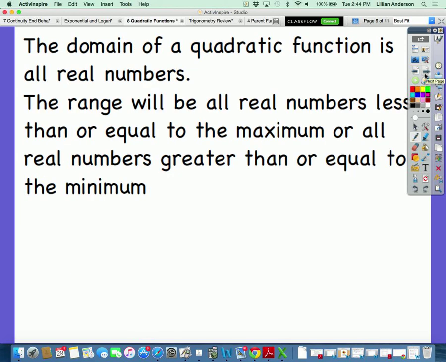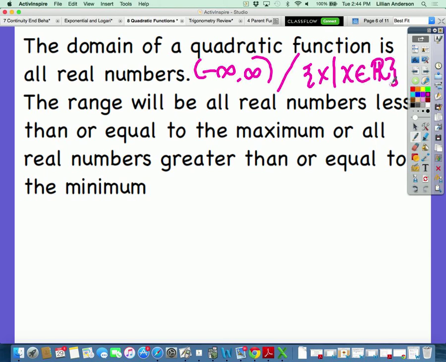The domain of quadratics. We talked about this when we did your foldables. It's all real numbers. How do you represent that in interval notation? Seth, how do you represent all real numbers in interval notation? Negative infinity to infinity, with one tiny change. And in set notation, it would be x such that x is an element of all real numbers.